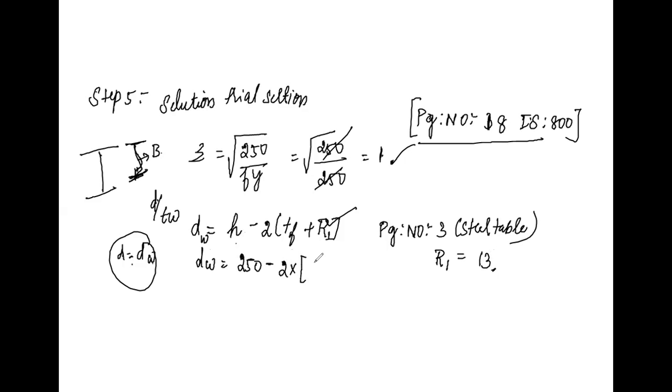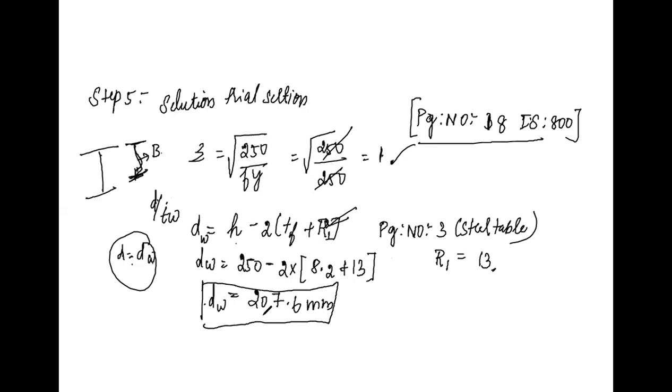2 into the value of T is 8.2. In step 3, we have calculated the value of TF and H by using the steel table. Only the extra value, that is R1, we take from page number 3 of the steel table. Plus the R1 value is 13. So by substituting these values in this formula, we get the answer of 207.66 mm.